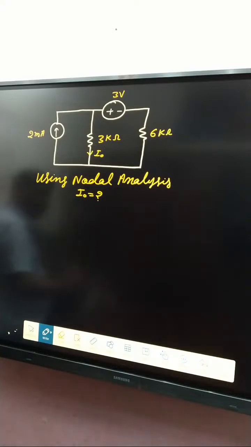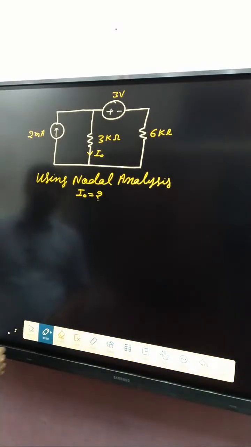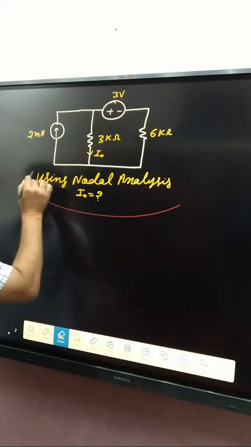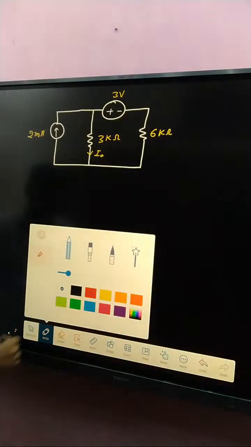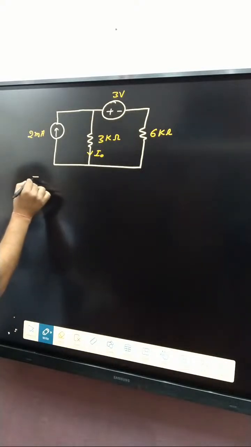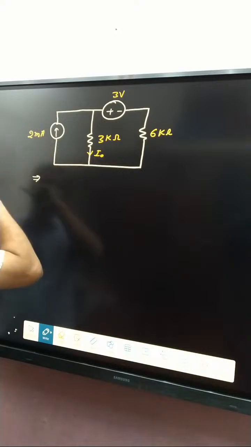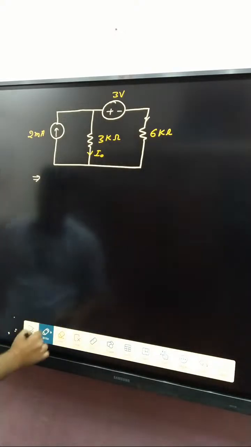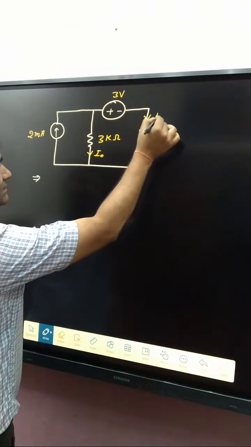How can I do it? First of all, if you see very carefully, according to nodal analysis, we simply apply nodal analysis. What is the first step of nodal analysis? First, decide the branch current. That branch current is already given, so we have taken that as a branch. This branch current is I1.